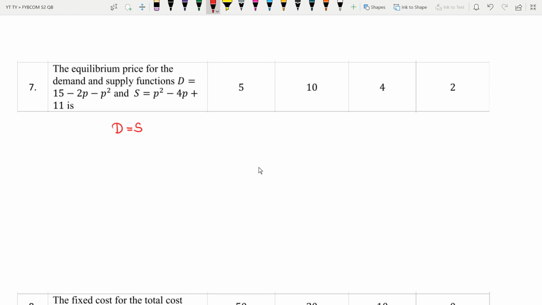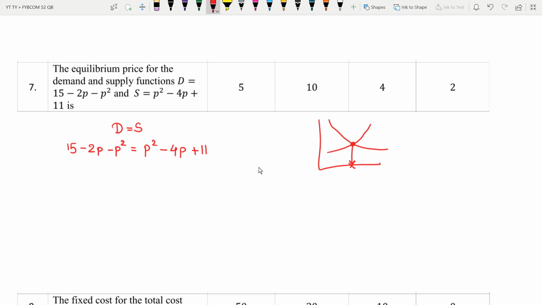So if you observe carefully, your demand function goes like this, your supply function goes like this. The point at which they intersect is called the equilibrium point, and the corresponding price is called the equilibrium price. So we are supposed to find out the value of p where my demand is the same as supply. In place of demand, I'll write its function, that is 15 minus 2p minus p square. In place of supply, I am writing its function, that is p square minus 4p plus 11.